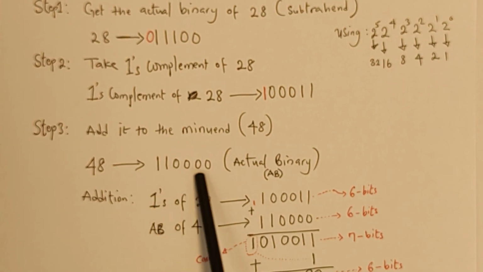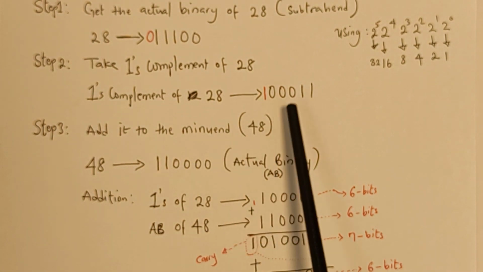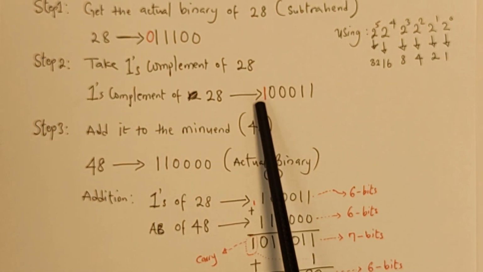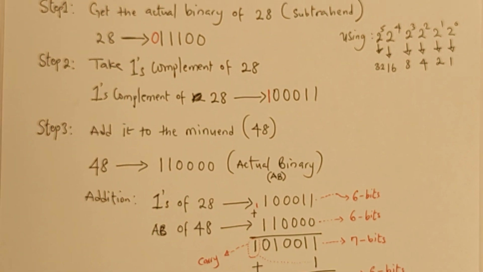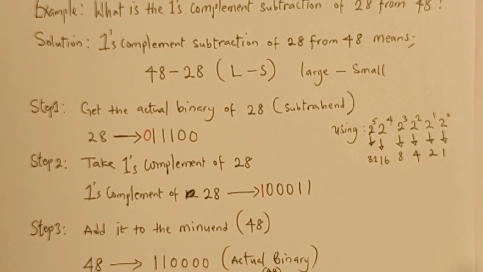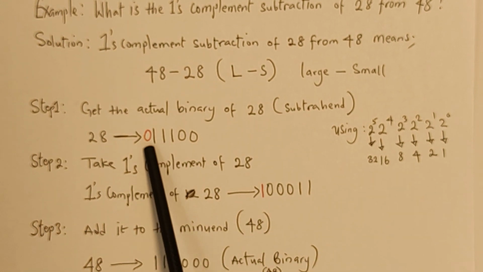So this is 6. The number of bits is 6. So that is why we've included an extra padding, an extra bit of 0 for 28. That's why we included 0, so we can have 6 bits.